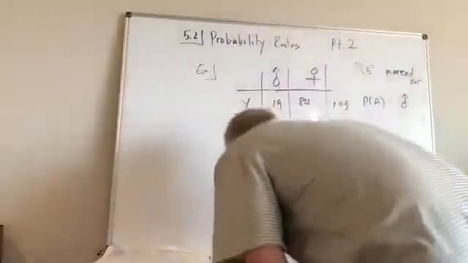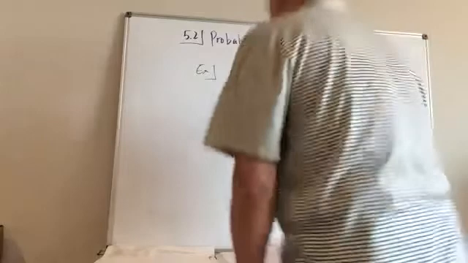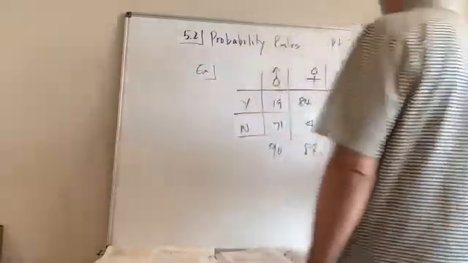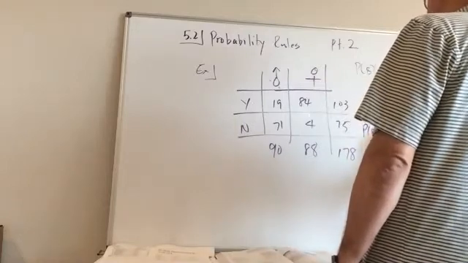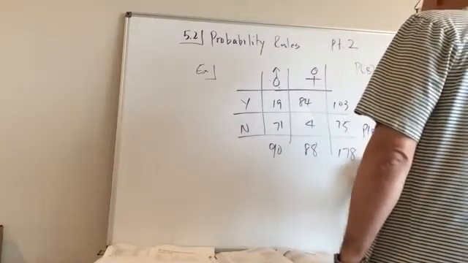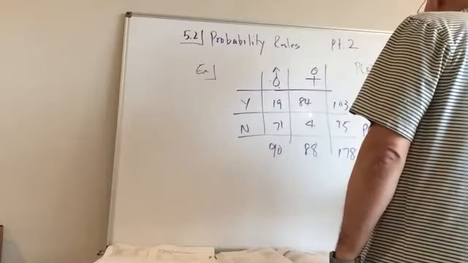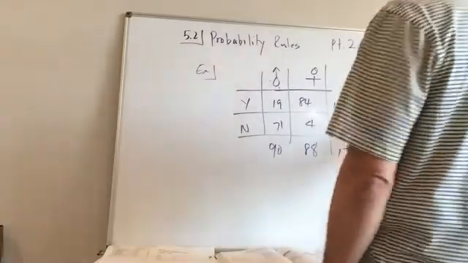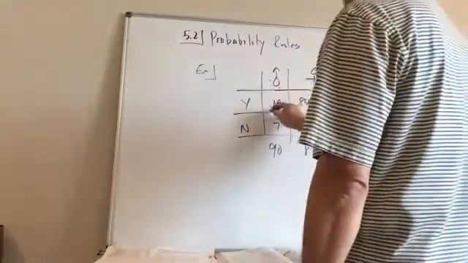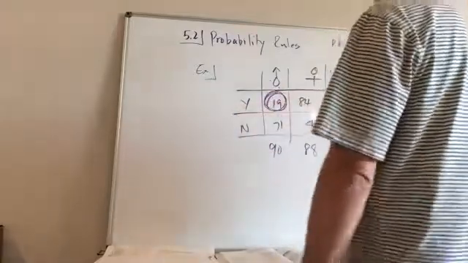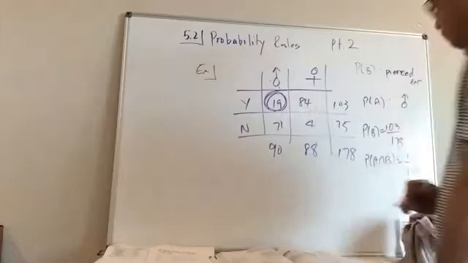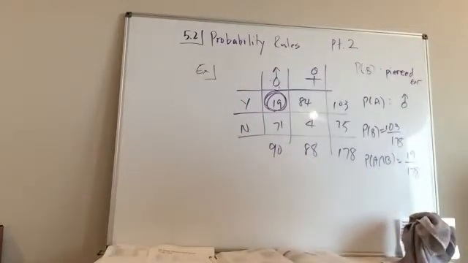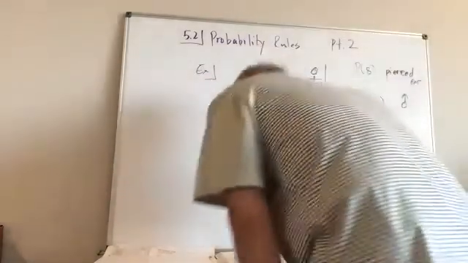B says find P(A and B). So P(B) was 103 over 178. Then I want to find P(A and B). So I want a male and a pierced ear, right? 19 over 178, okay? And then what else? So what's the final one?